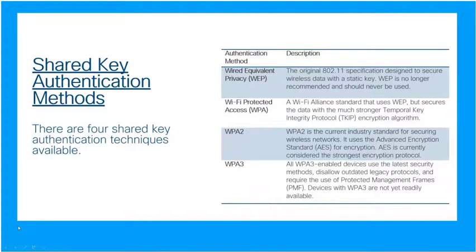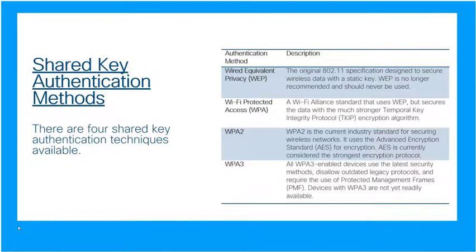Within the shared key authentication methods category, we've got 4 different techniques available. We have WEP, Wired Equivalent Privacy. It sounds great, but this is one of the original 802.11 specifications, and this was designed to secure wireless data using a static key. What that means is it's not very secure, and WEP is no longer recommended and should never be used. The next one is WPA, which is Wi-Fi Protected Access. Wi-Fi Protected Access was based off of the original WEP standard. It secures data using a stronger TKIP encryption algorithm, but still is not the best way to go.